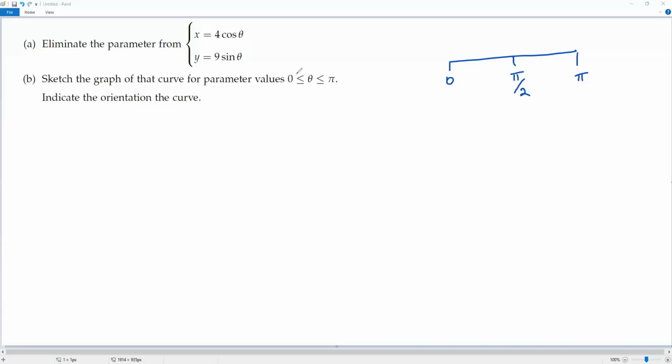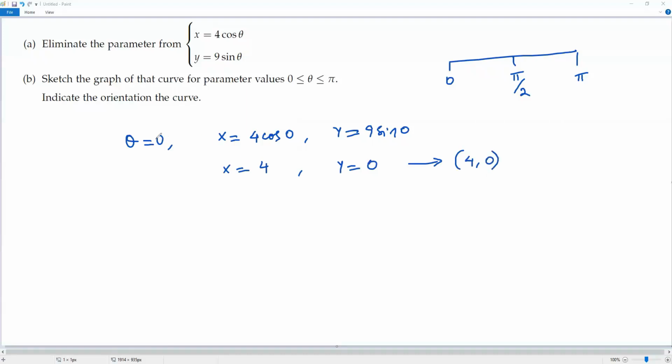So since theta can be equal to 0, I start taking theta is equal to 0, theta is equal to pi over 2 and theta is equal to pi. That is, I'm going to plug in theta equal to 0 into the given parametric equations. Then I'll be getting x is equal to 4 cosine 0, y is equal to 9 sine 0. We know that the value of cosine 0 is 1. 1 times 4 is 4. So we get x is equal to 4. And y is equal to, the value of sine 0 is 0. 0 times 9 will be 0. So the point is going to be 4, 0.